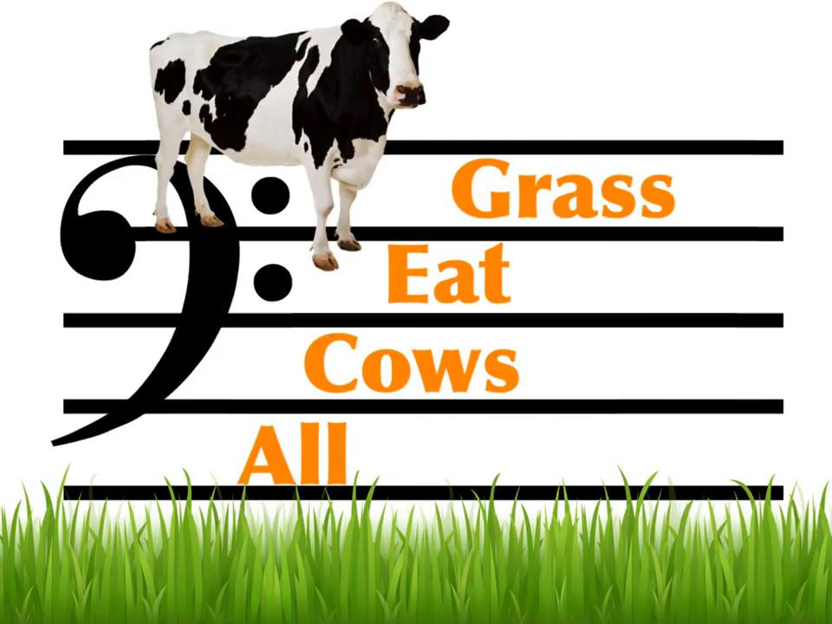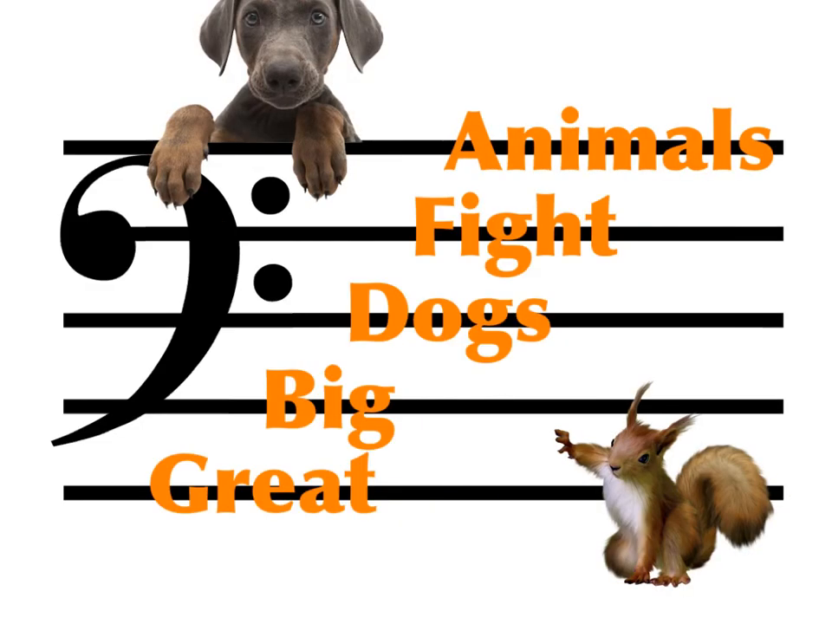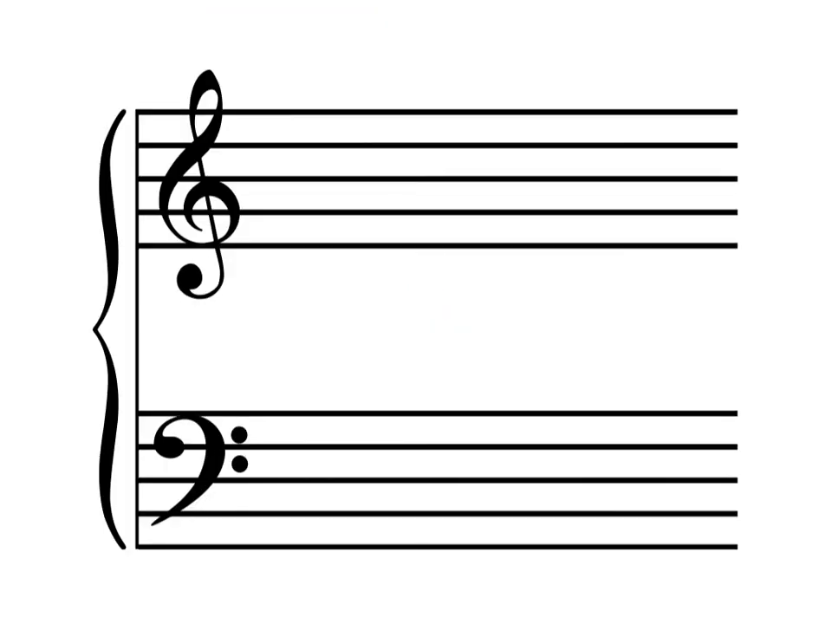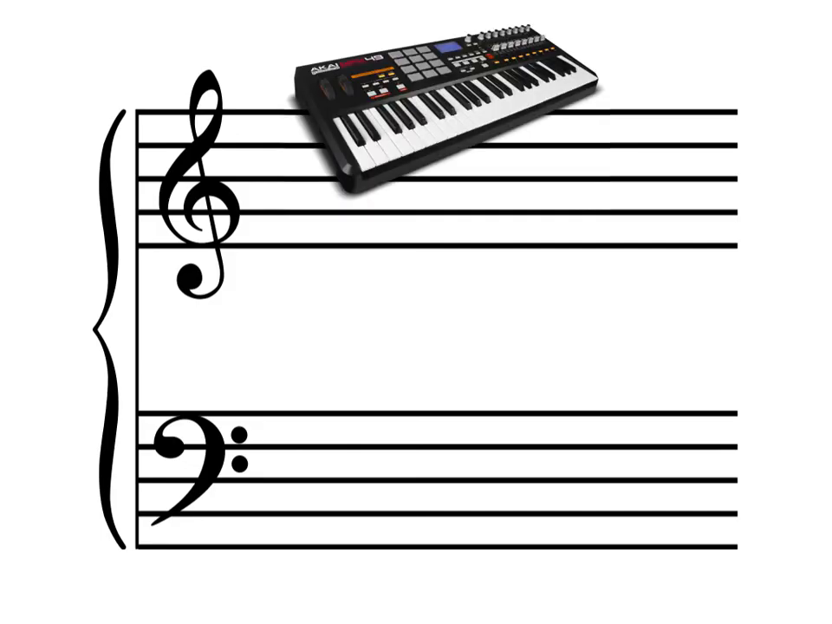To remember the spaces of the bass clef, we can say the phrase, all cows eat grass. We can remember the lines by saying, great big dogs fight animals. If we play a keyboard instrument, which uses both high and low-pitched notes, we will need to read from both the treble and bass clefs.